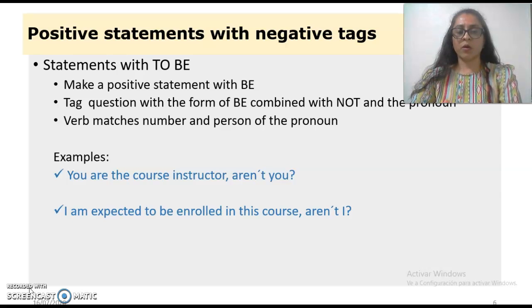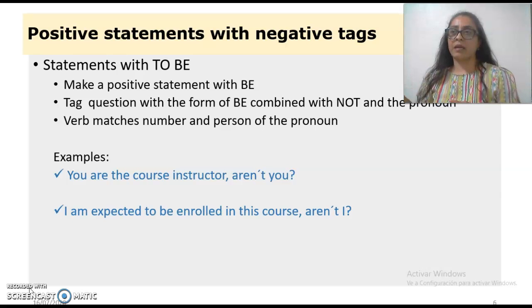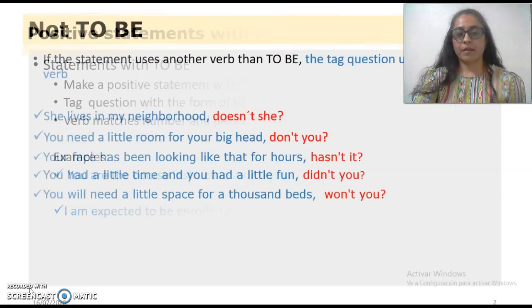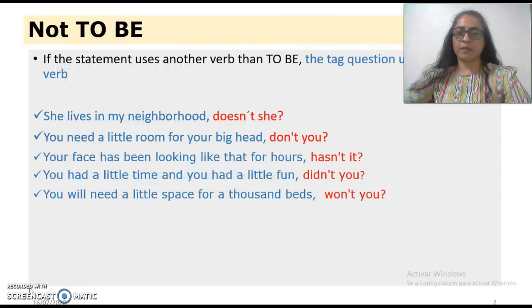Look, we have aren't I. In the original statement, we have I am. Let me tell you that when we construct tag questions, the corresponding form for I am is aren't I. This is how the language works. There's no explanation about it. It is just that they use aren't I, and you don't say am I not, or am I not I. So you don't do that. You say, aren't I?